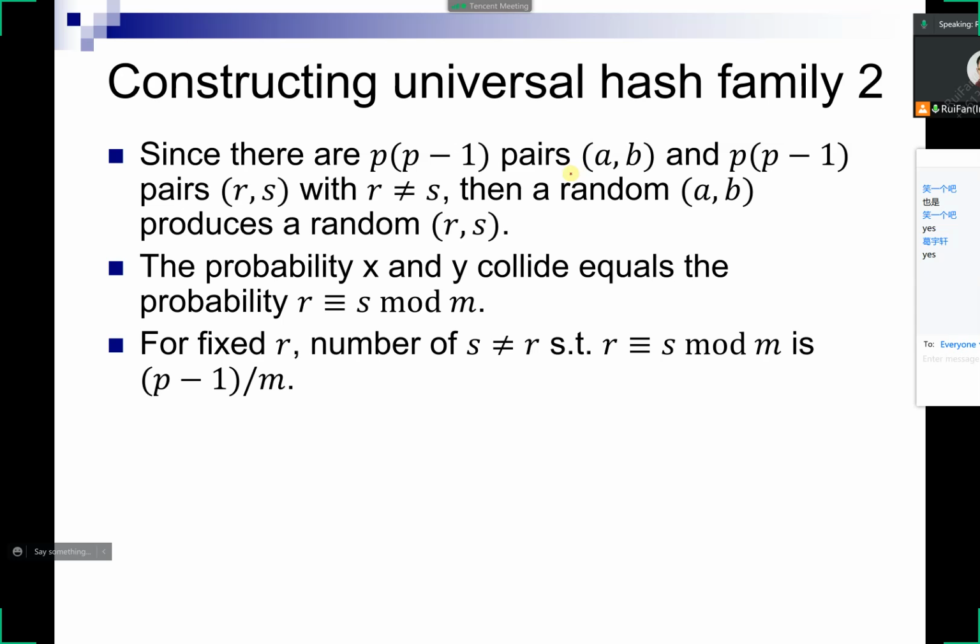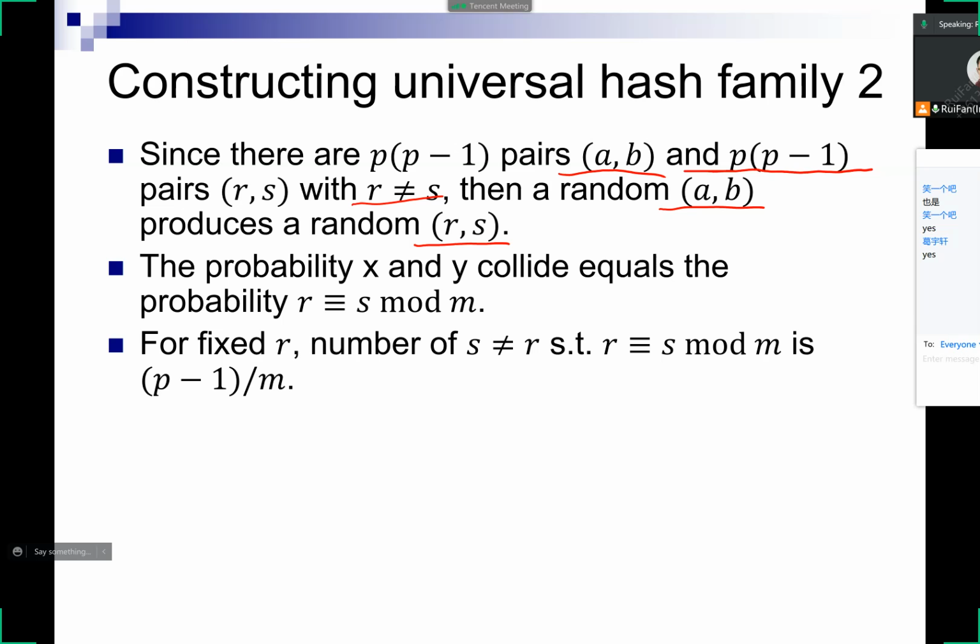And now we know that in total we have P times P minus 1 different pairs A and B. And since each of these AB pairs is going to lead to a different RS, then we're going to have P times P minus 1 pairs RS. Also we know that R does not equal S by our previous claim. So this means that if you pick a random AB, because each AB maps to a unique RS pair, this is going to produce a random RS pair. So that's one of the key points.